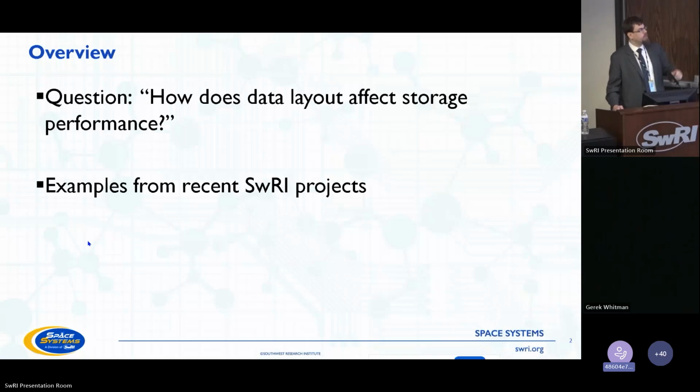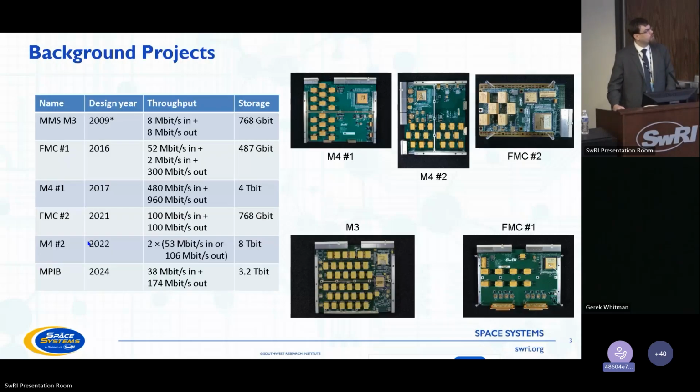And I'll be going over some examples from recent SwRI projects. This is not going to be an incredibly detailed talk. This will more be a series of high-level observations and interesting cases that we've seen. So here are some of the projects that I'm going to be using to demonstrate these. These are not comprehensive. These are not even a representative sample. These are just the projects that make the points I want to make. And then we have some examples of the board pictures on the right there.